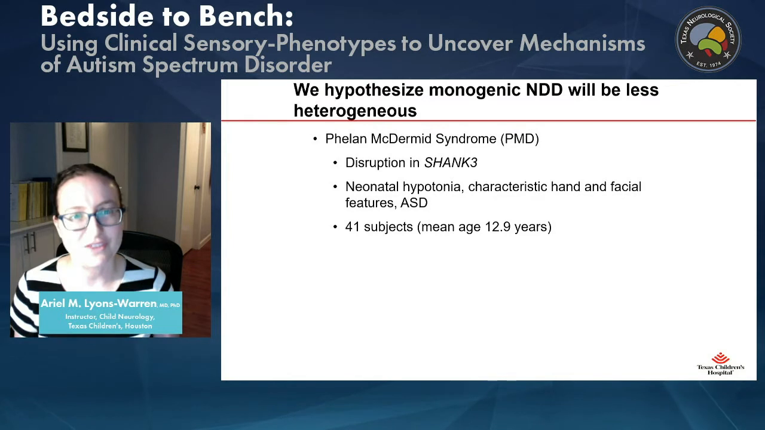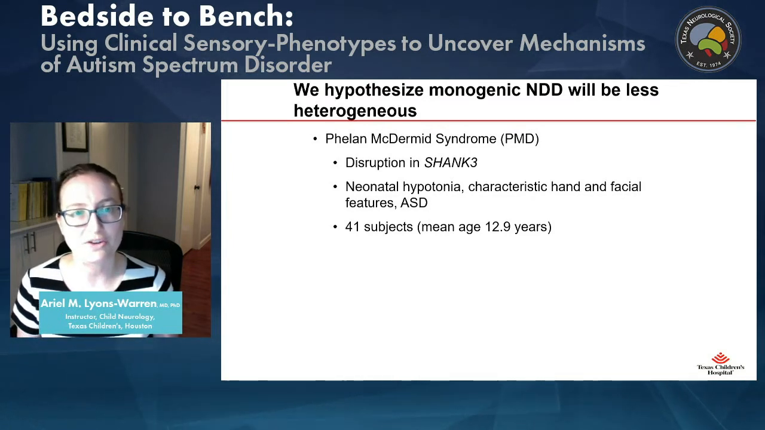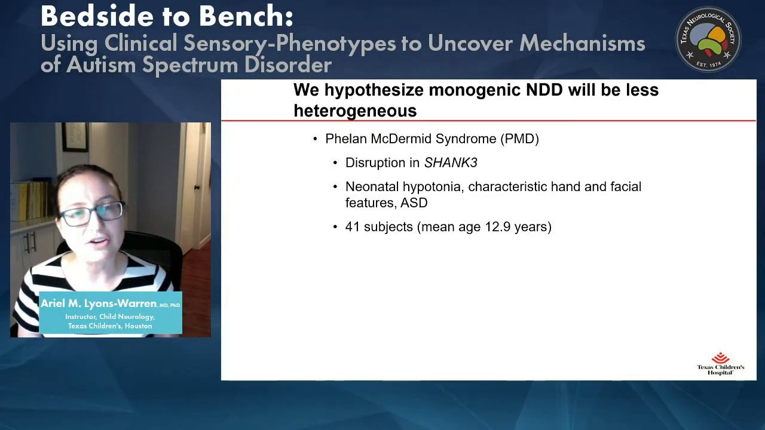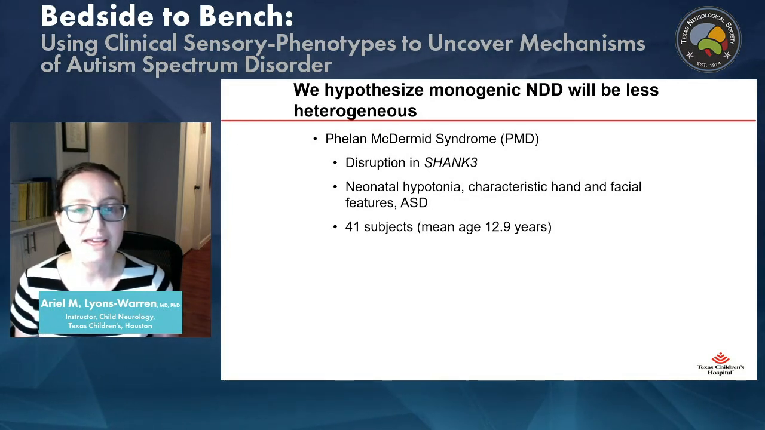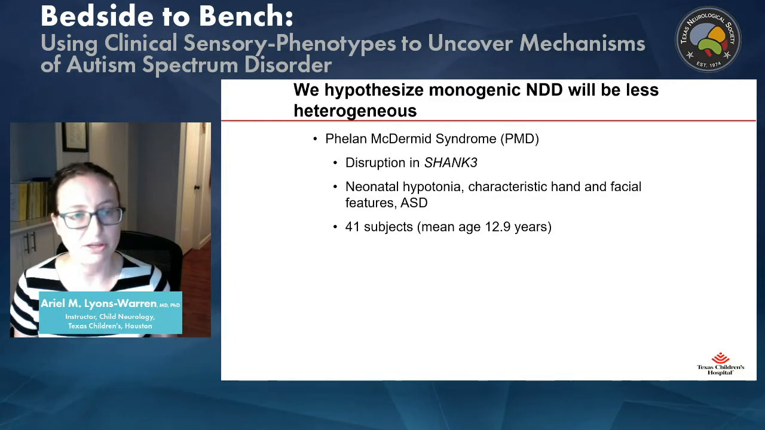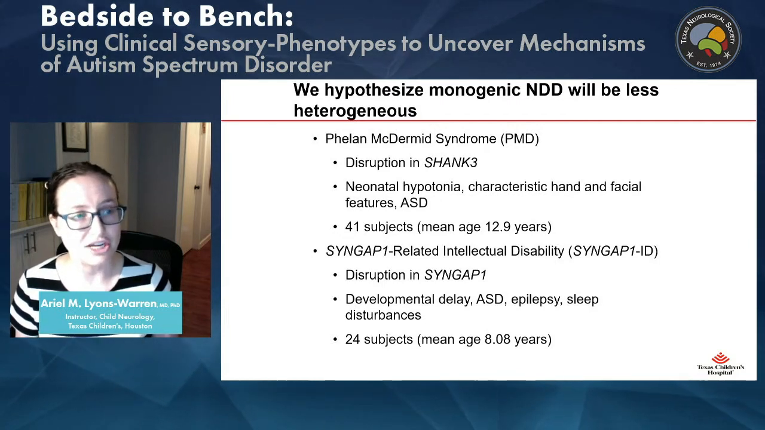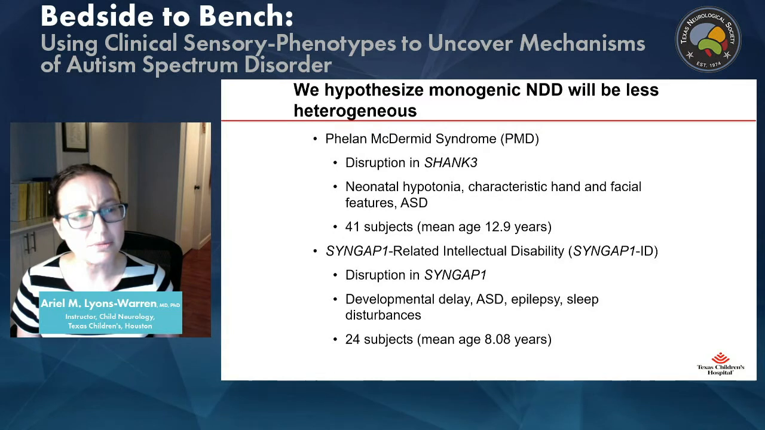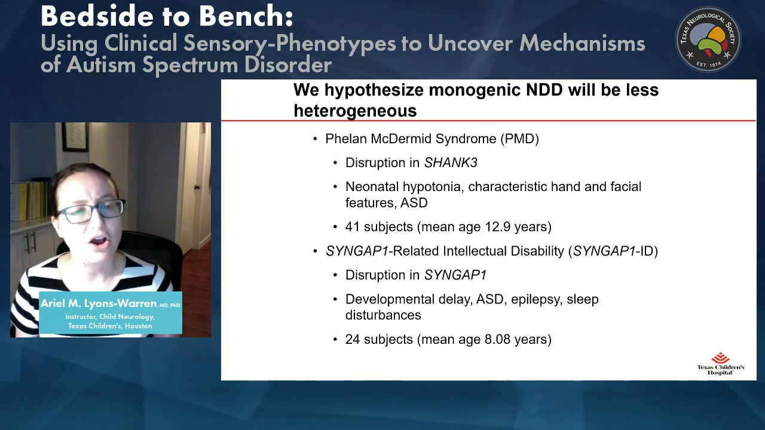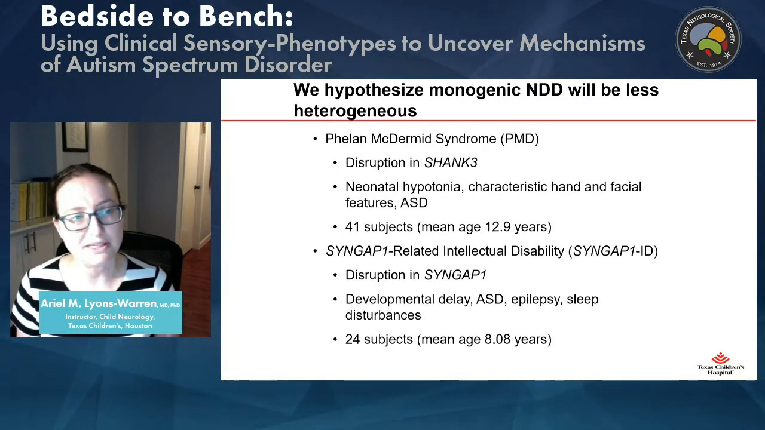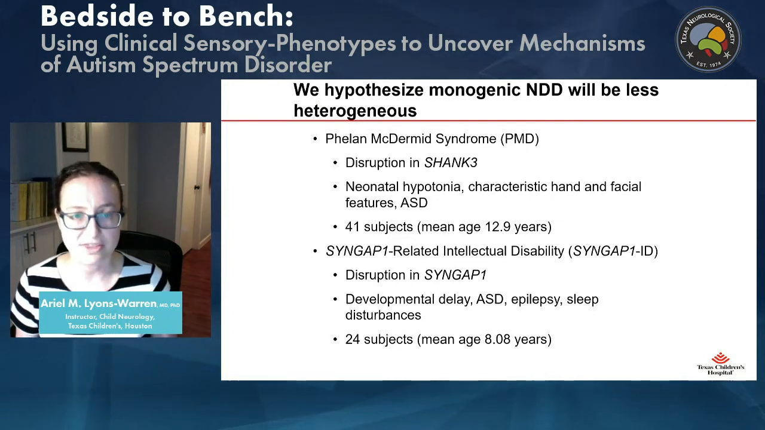He already introduced Phelan-McDermott syndrome to you, so I don't need to go over it in detail. But briefly, it's caused by a disruption in SHANK3, is characterized by neonatal hypotonia, characteristic hand and facial features, and frequently a comorbid diagnosis of autism. In this study, we had 41 subjects with Phelan-McDermott, and then we also included children with SYNGAP1-related intellectual disability, which is caused by a disruption in another gene, SYNGAP1, and has a similar phenotype of developmental delay, autism, epilepsy, and sleep disturbances. And we had 24 subjects with this diagnosis.